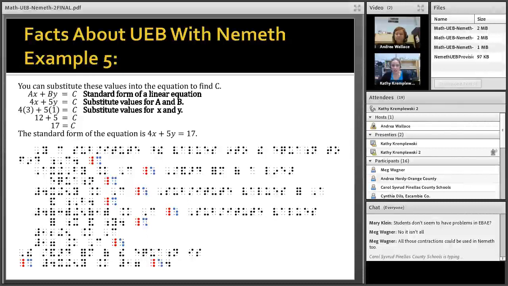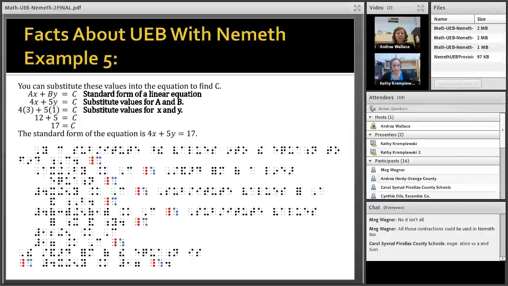I'm not sure that is correct, Meg, with UEB now. I believe when you are in Nemeth mode, when you go into Nemeth, there are no contractions, at least according to the provisional guidelines. Okay. In Nemeth mode, you should be in Nemeth Code and use the contractions allowed in Nemeth Code.